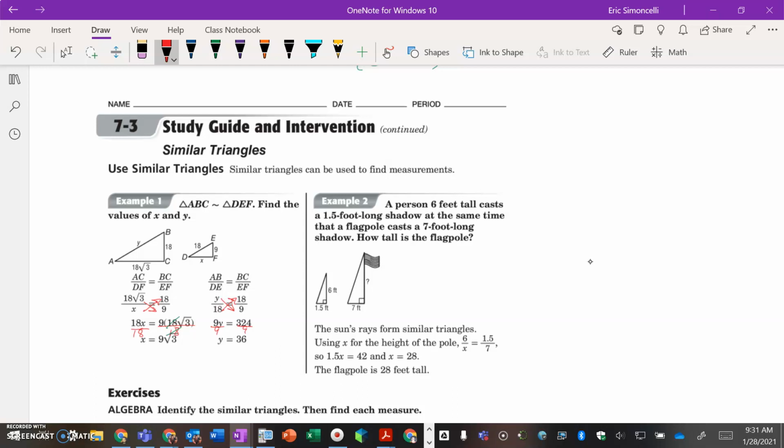Example 2: a person 6 feet tall casts a 1.5 foot long shadow at the same time that a flagpole casts a 7 foot long shadow. How tall is the flagpole? Now we are going to make the case here. We see a right angle here, so side angle side. We don't know this side, but side angle side, denoting that we do have similarity. But also from there we can write 6 is to x as 1.5 is to 7. If you wanted to double check and do 1.5 over 7 just to get a fraction out of that, that ends up being 3/14.